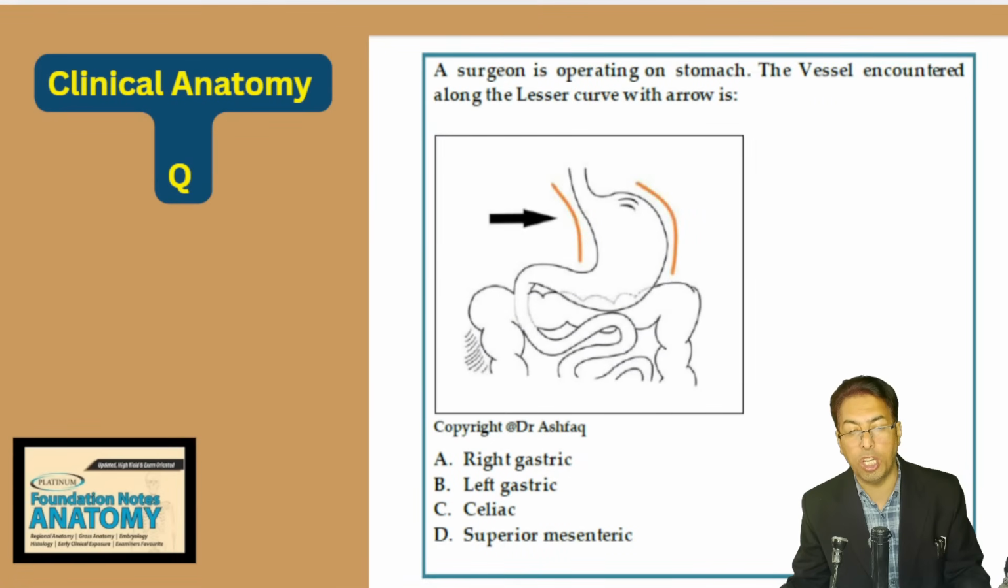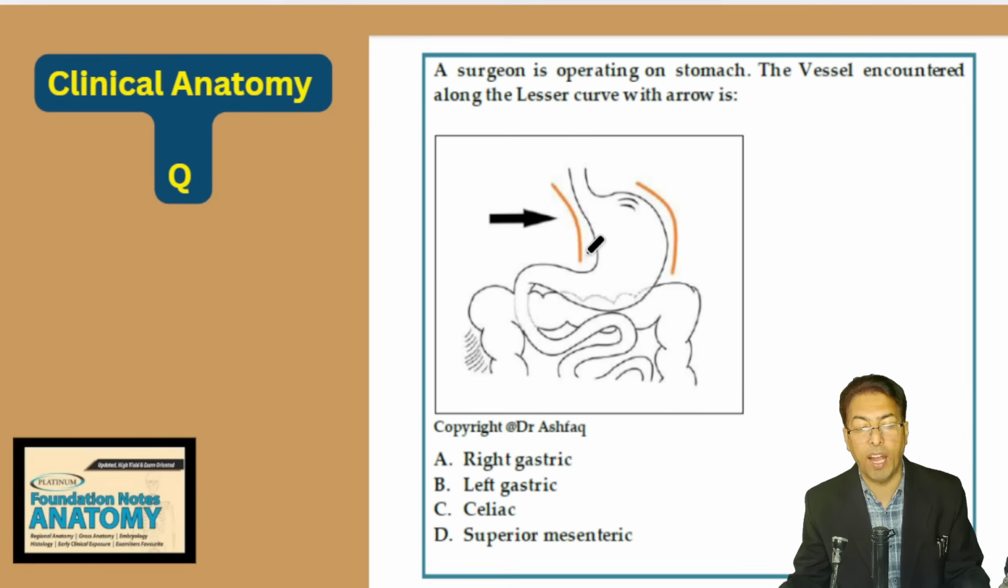Now another question over here. A surgeon is operating on the stomach area and encounters a vessel. So this is an arrow and this is a vessel. This is the lesser curvature of the stomach and this is the greater curvature of the stomach. And the examiner tells you, which is this vessel over here? This vessel is most likely the left gastric artery.